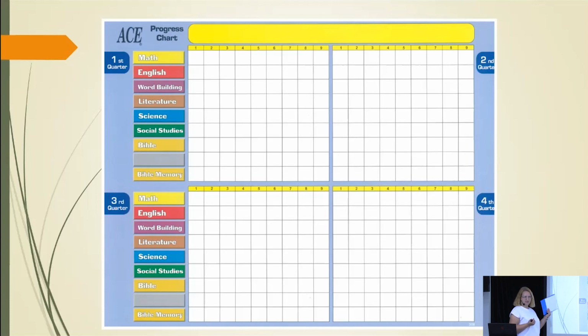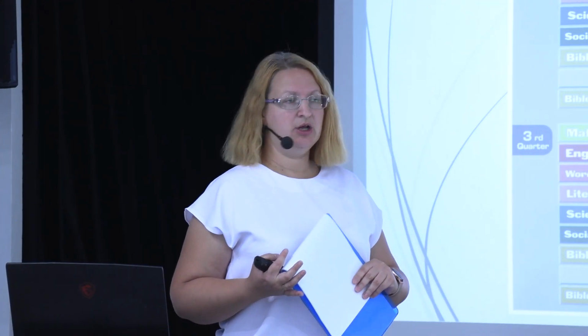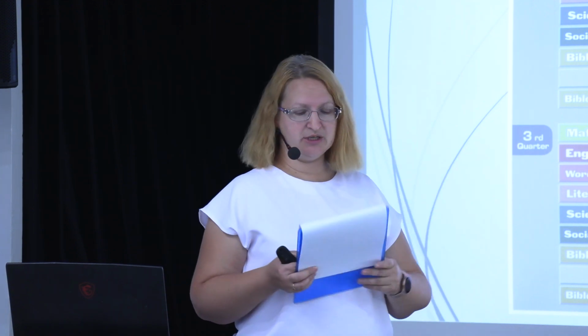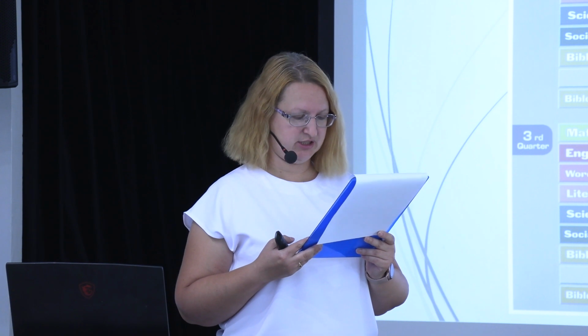Like this, you can see, for example, in word building there will be 5 stars, but in math it will be 1. If the test is 100, then we are giving out not the colored star, but the gold star. And then the student puts the gold star near the subject and the week he finished it.